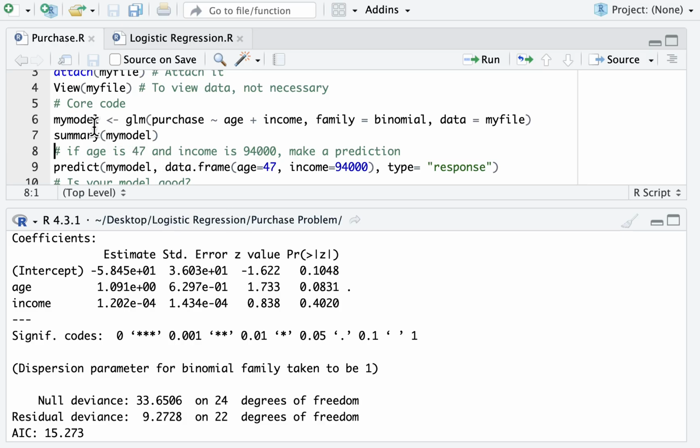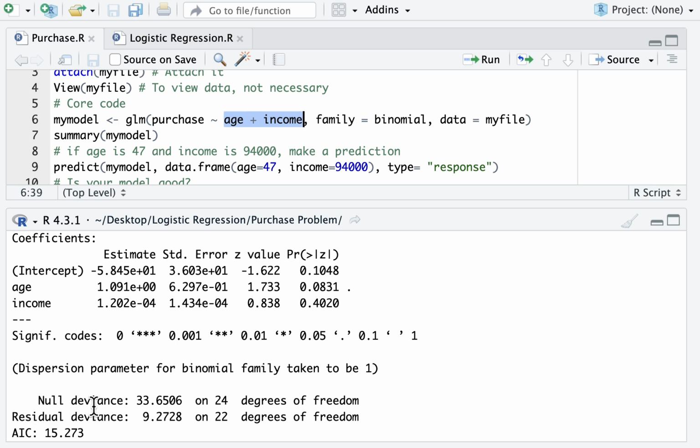So for example, in this case, this is the core code which is used for logistic regression. R calculates two types of deviance, null deviance and residual deviance. Residual deviance is the deviance of this model, which has our dependent variable, which is purchase, and independent variables including age and income. Null deviance is the deviance whereby these predictors, age and income, are replaced by a constant, which is 1. So there are no more predictors, only the dependent variable, and that is called null deviance.